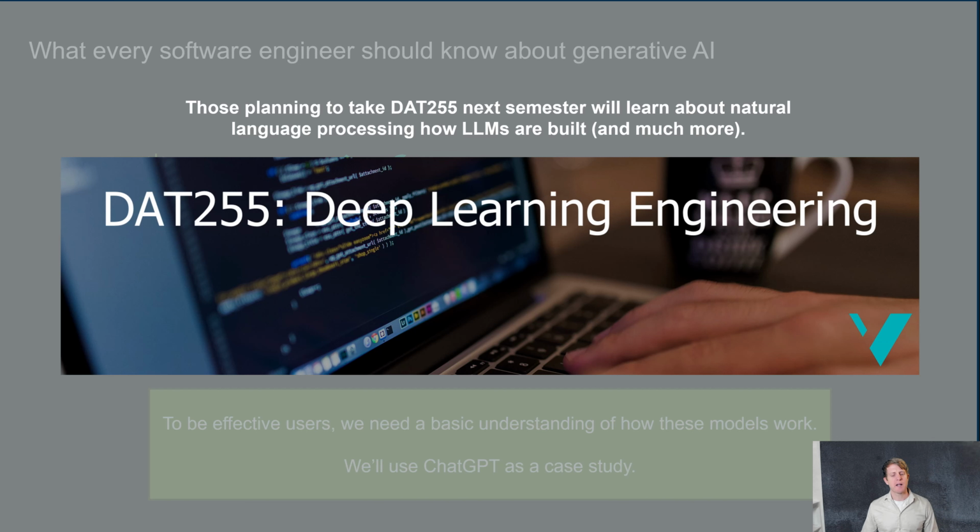And for those of you planning to take my course DAT158 on deep learning engineering, know that you'll learn a lot about natural language processing and how LLMs are built, and you'll actually get the chance to build your own large language model from scratch.